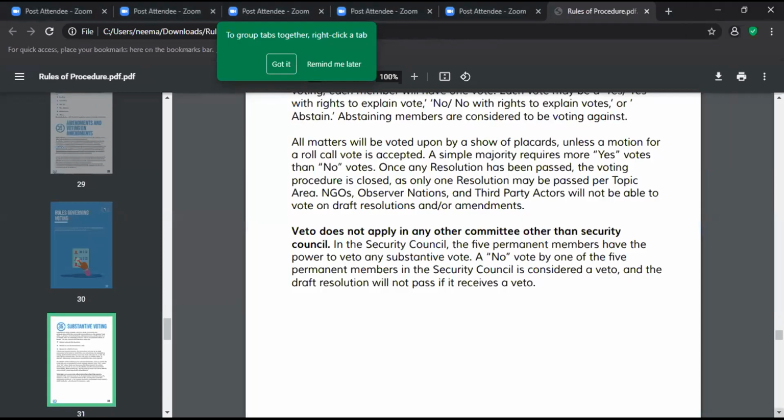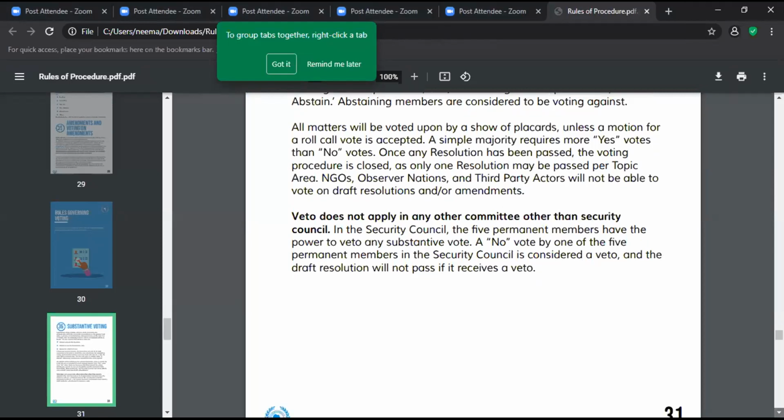So here it says veto does not apply in any other committee other than the Security Council. So I hope you have understood the thing. So we'll move on to procedural voting.